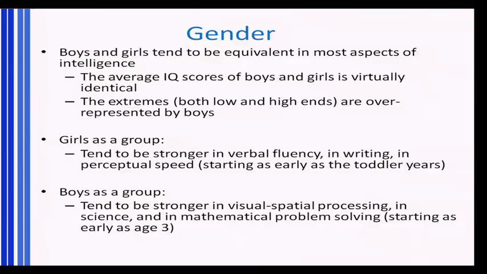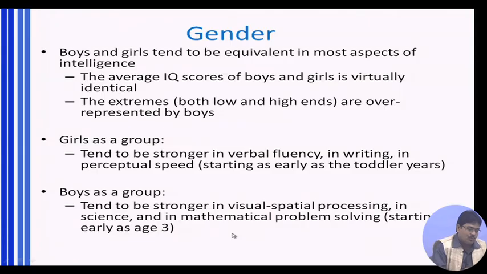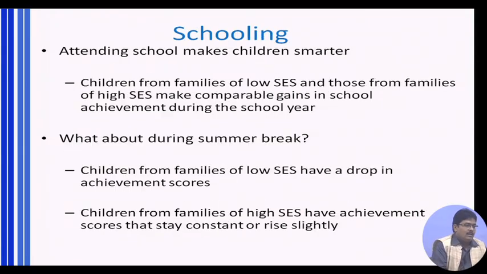When you talk more about gender, boys and girls tend to be equivalent in most aspects of intelligence, and the average IQ scores of boys and girls are virtually identical. The extremes, both low and high ends, are overrepresented by boys. Girls as a group tend to be stronger in verbal fluency, writing, and perceptual speed. Boys as a group tend to be stronger in visual spatial processing, science, mathematical problem solving, etc.